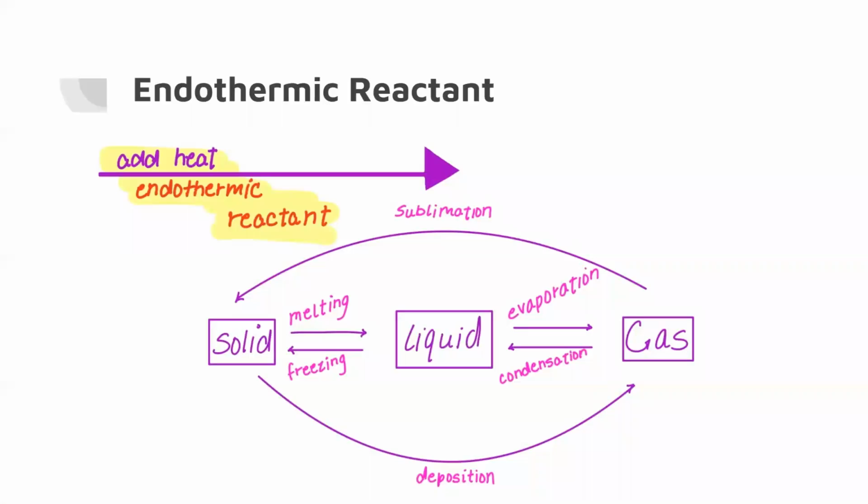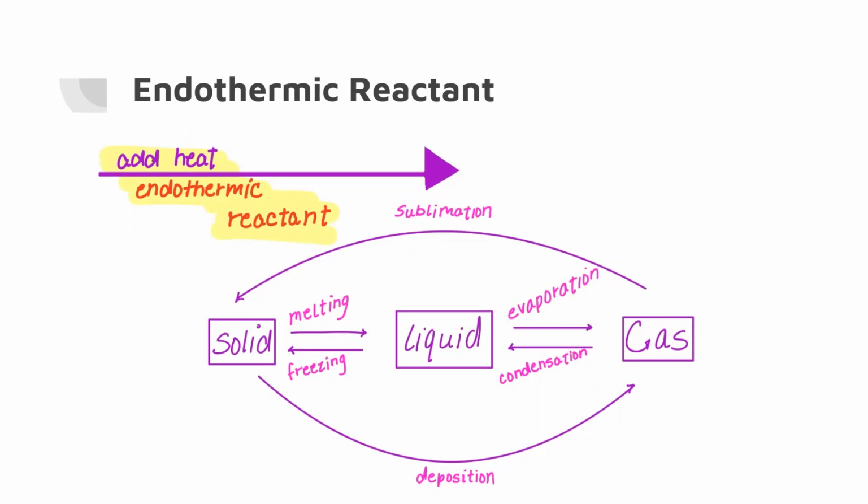So here we are showing endothermic reactions. Endothermic reactions are when you are adding heat to these phase changes. So it's anything going from left to right. If you're taking a solid and converting it to a liquid, you are melting. To do that, you need to add heat. Same with going from a liquid to a gas, that is evaporation. You need to add heat in order to do that. Same with deposition, which is going from a solid to a gas.